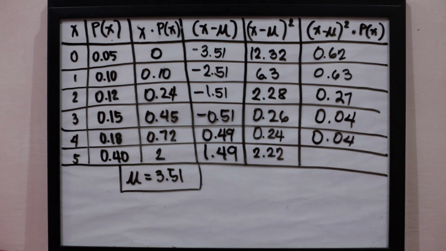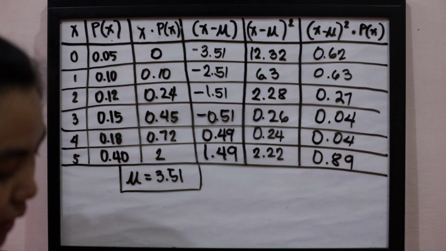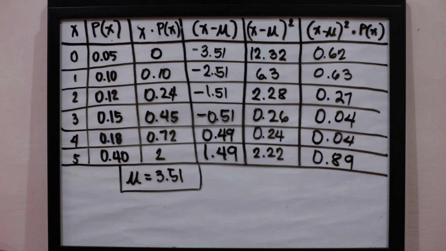And then, last one, 0.40 multiplied by 2.22, the answer po is 0.89. And then, all we have to do is add everything, then that will be the variance. So, adding, we'll have 0.62 plus 0.63 plus 0.27 plus 0.04.